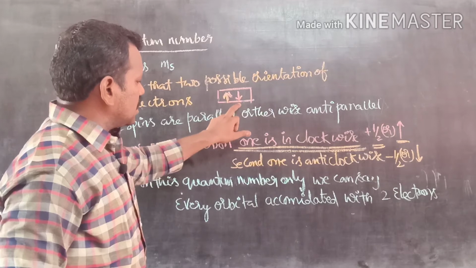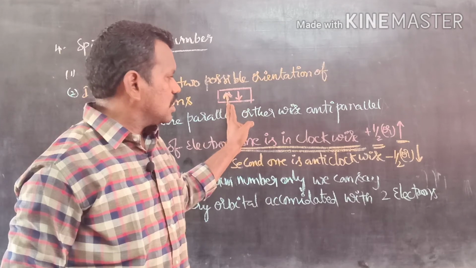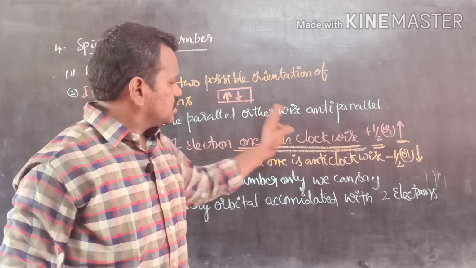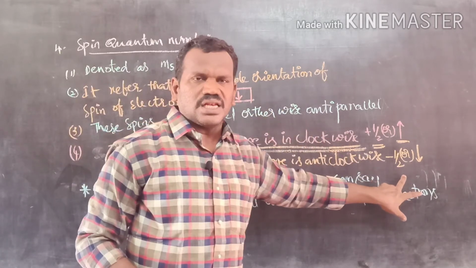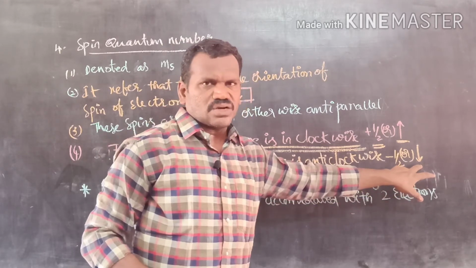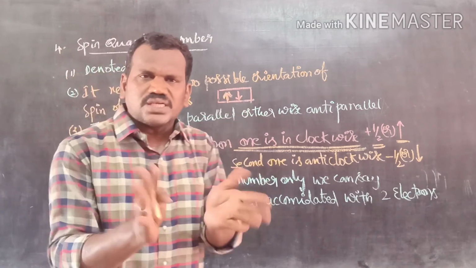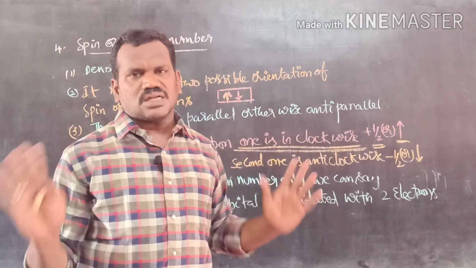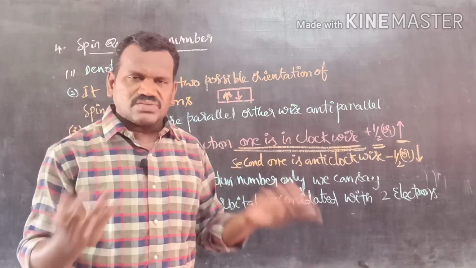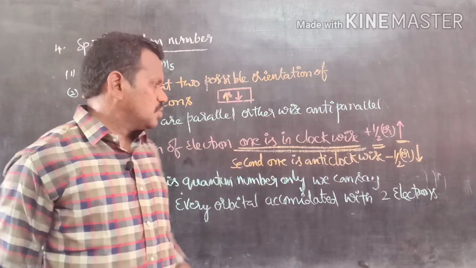Now come to the second electron. The second electron is in the anti-clockwise direction. Why? Because the first electron is clockwise, the second electron must be anti-clockwise. The electron in the anti-clockwise direction is numerically minus half, represented by a downward arrow. So in an orbital there is a chance of only 2 electrons. More than 2 electrons are not possible. The minimum number is 0, because the orbital may or may not have an electron. But the maximum number of electrons is only 2.